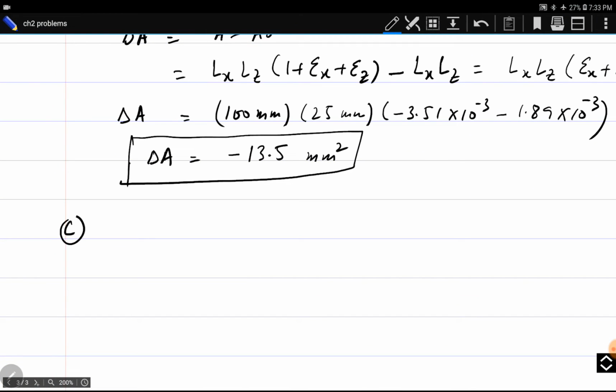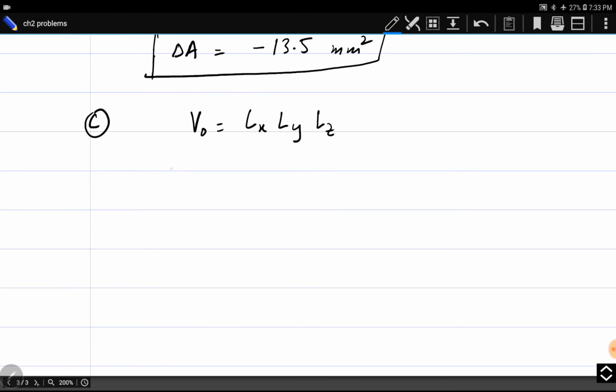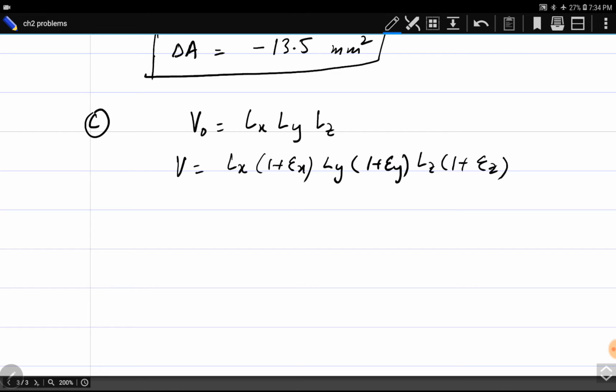For part C, initial volume is the product of the three lengths in three directions. Change in volume will be the product of the new lengths: Lx into 1 plus epsilon x, this is the new length in the x direction; Ly into 1 plus epsilon y, the new length in the y direction; and Lz into 1 plus epsilon z is the new length in the z direction.